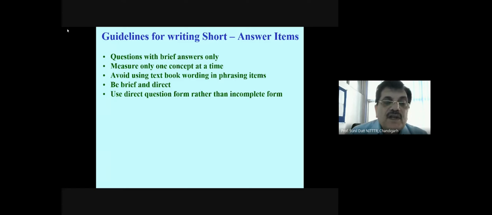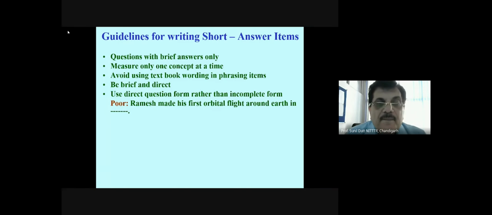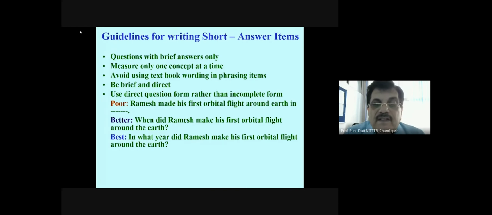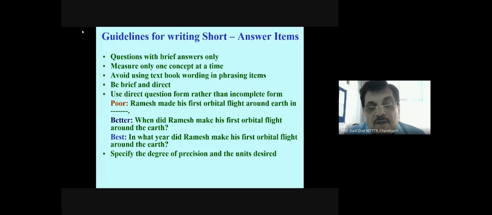Let me illustrate this with an example. Ramesh made his first orbital flight around Earth in dash. Now, you may get different responses: day, time, spacecraft, name of the spacecraft, year. Okay, when did Ramesh make his first orbital flight around the Earth? Again, you may get one or two answers, and the best one is, in what year did Ramesh make his first orbital flight around the Earth? You have to be very specific.